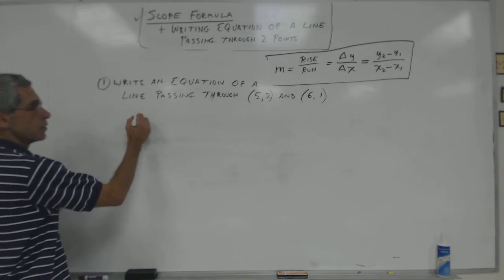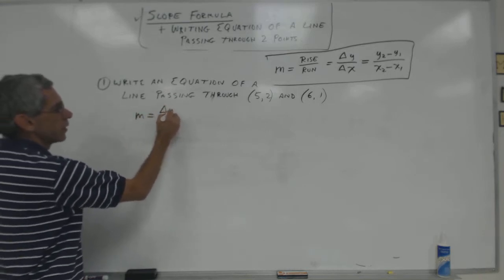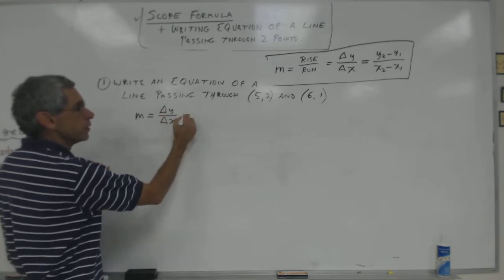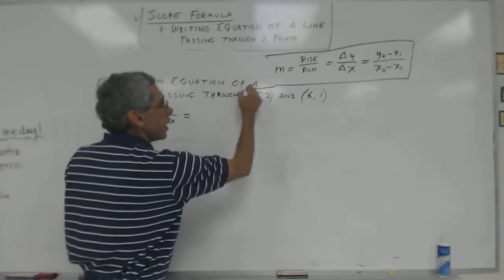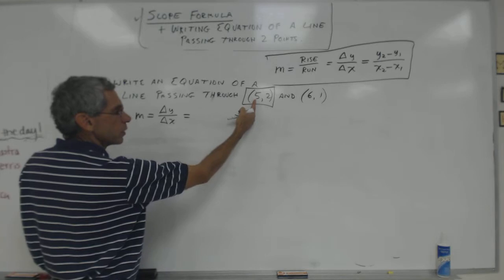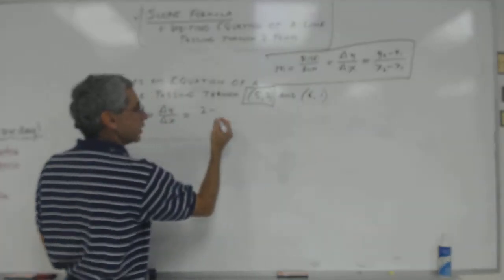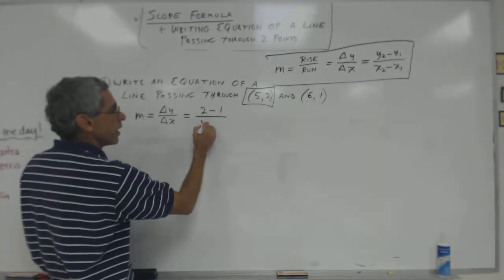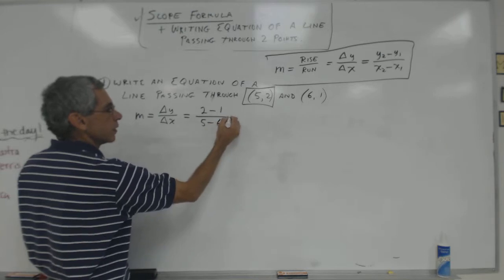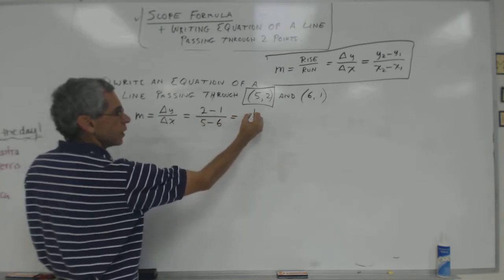So let's try it. So we'll go m is equal to the change in y over the change in x. Change again means subtract. I'm going to choose my y that's the biggest one. I'm going to put a box around that. So I know I always start with this y and always start with this x. So I have 2 minus, and then the other y is 1 over 5 minus, and then the other x is 6. Okay, so I have 2 minus 1 is 1.